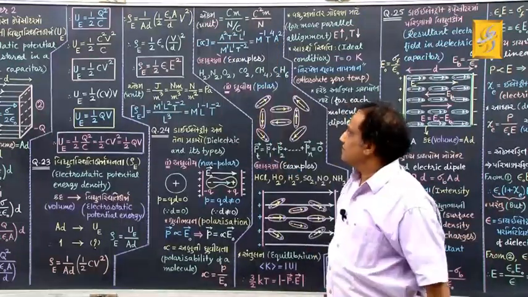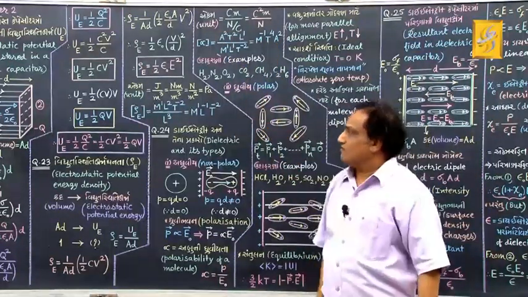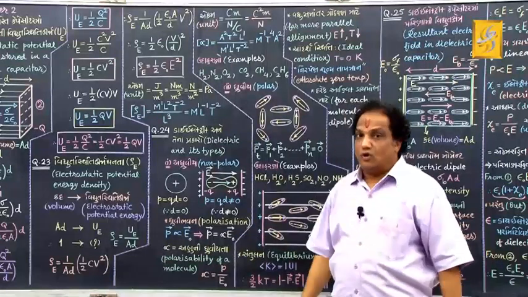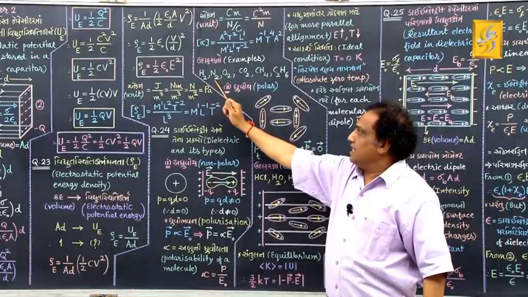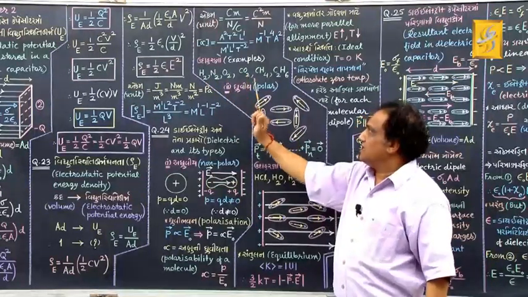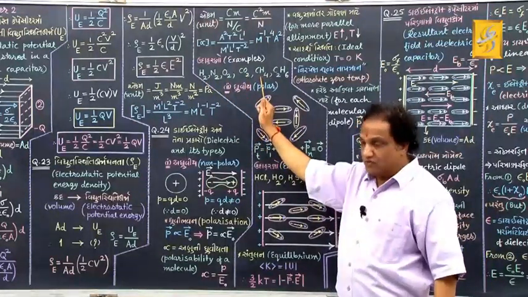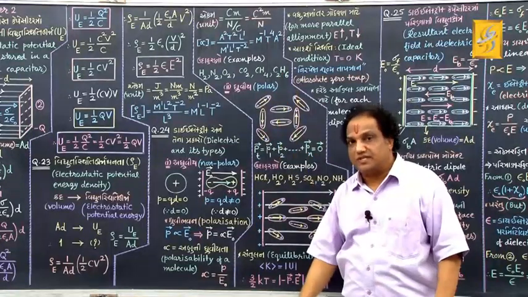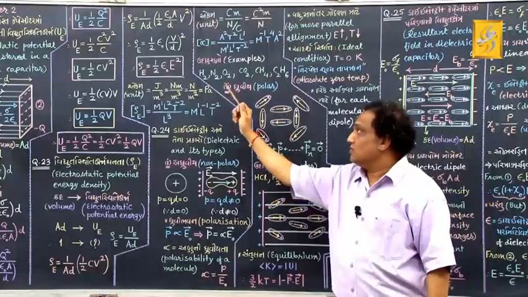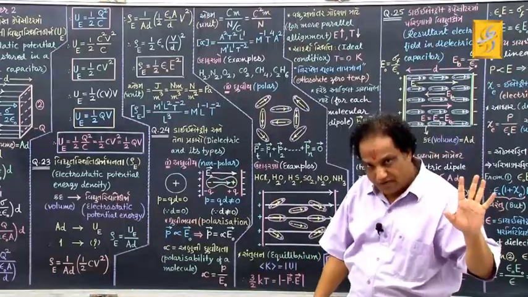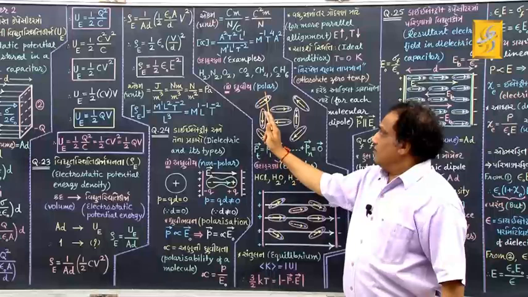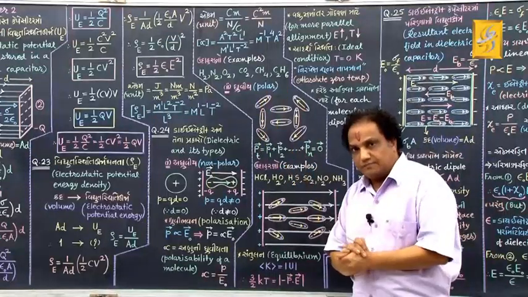Okay, fine. What are the examples of non-polar dielectric? Examples are hydrogen, nitrogen, oxygen, carbon dioxide, methane, CH4, ethane, that is C2H6. These molecules are the examples of non-polar molecules. Okay. What about polar dielectric?